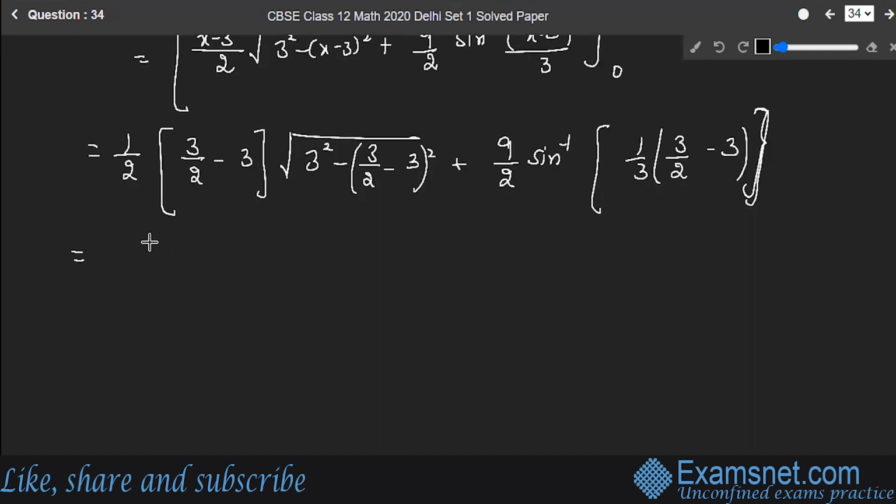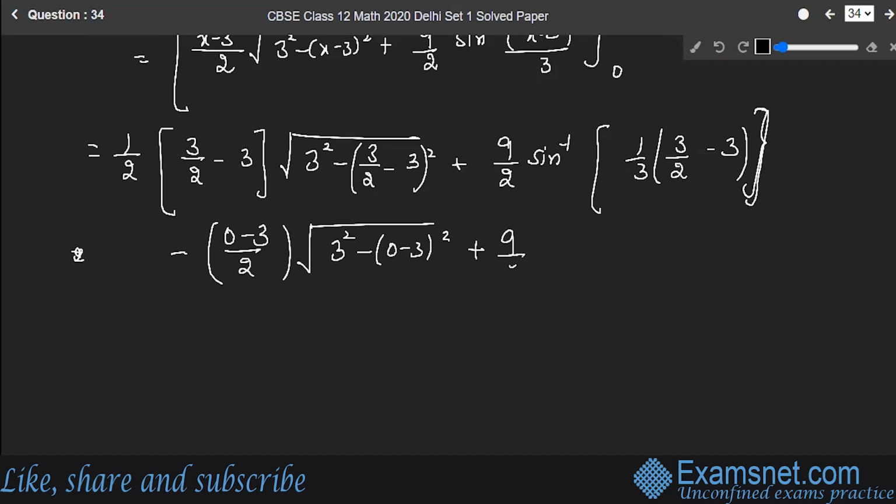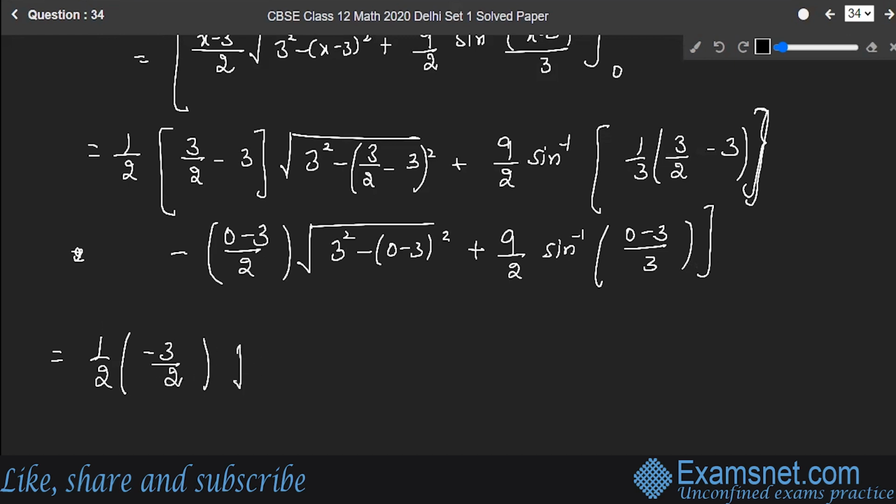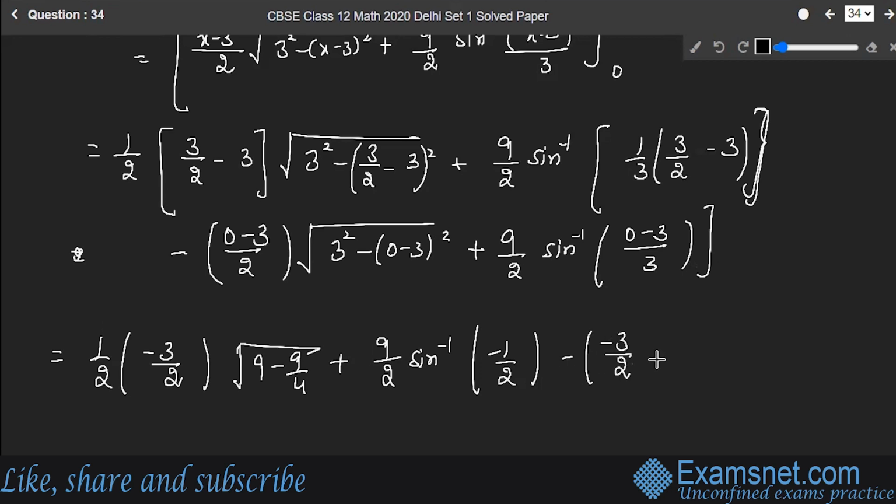So that's equal to, okay, one more thing, not equal to, minus 0 minus 3 upon 2 root of 3 square, 0 minus 3 square, 9 by 2 sine inverse 0 minus 3 upon 3. So this is equal to 1 by 2. This will be minus 3 by 2 root of 9 minus 9 by 4 plus 9 by 2 sine inverse minus 1 by 2 minus 3 by 2.